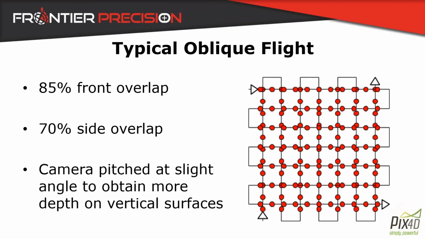If we look at an oblique flight, this would be maybe for a 3D model type flight. Here we're going to recommend about an 85% front overlap and a 70% side overlap. We also want to pitch the camera at a slight angle, maybe like a 70-degree angle. With these overlap settings and the camera pitched, coupled with flying maybe a double grid pattern like we see on the screen here, we'll get sufficient coverage for getting more depth on our vertical surfaces and get a better 3D model from our data.